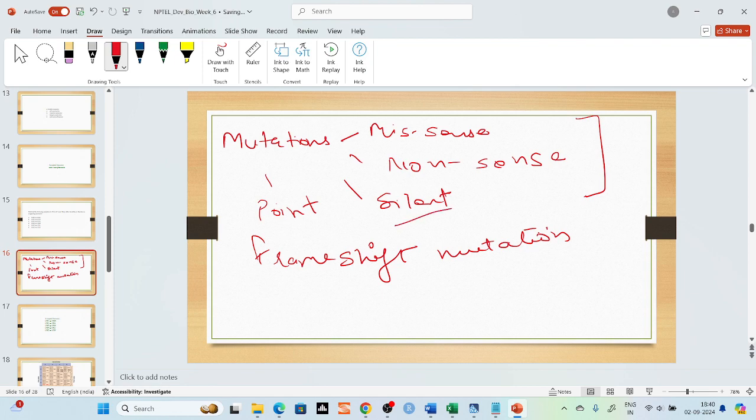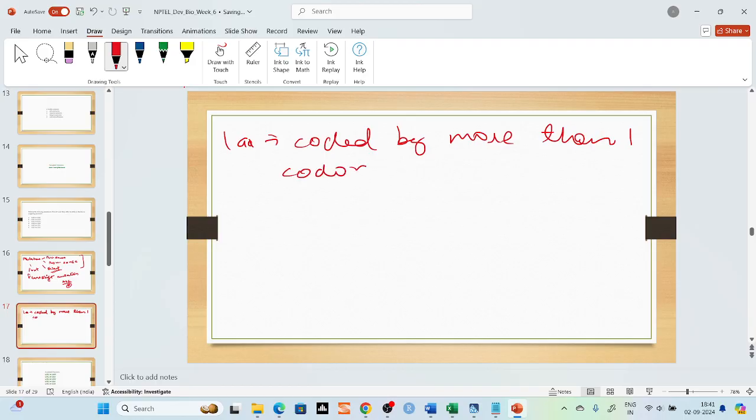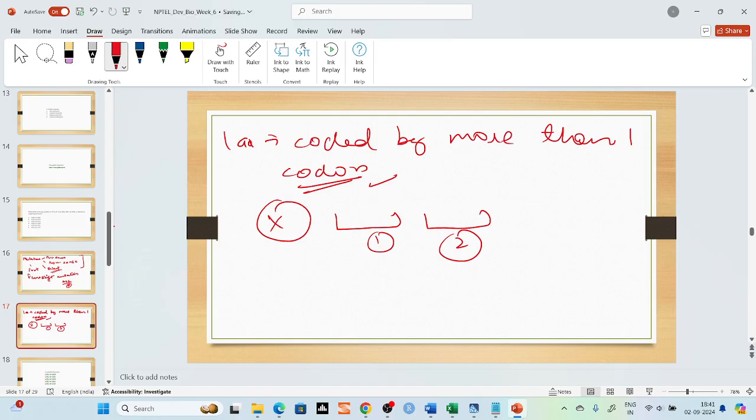So first we'll start with silent mutation. Suppose a triplet codon ABC, it codes for an amino acid X. Now, if you know a little bit about the genetic code and genetic codon, you must be knowing that one amino acid can be coded by more than one codon. So if your amino acid X is there, it can be coded by one set of codon. It can also be coded by another set of codon. So one amino acid can be coded by more than one codon.